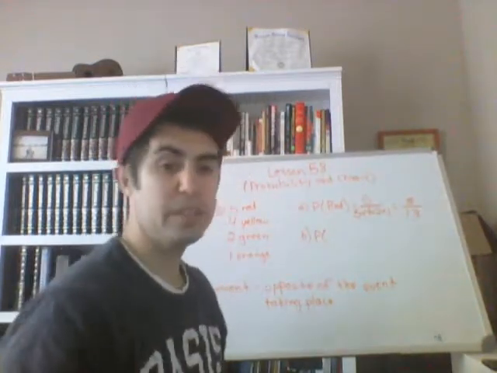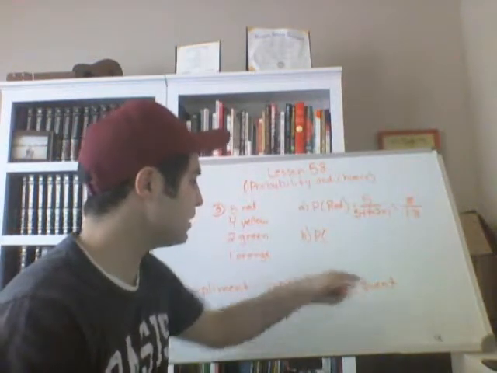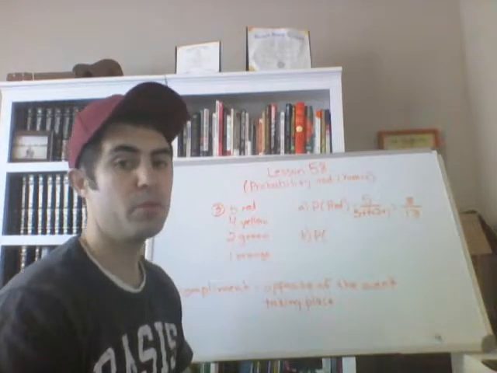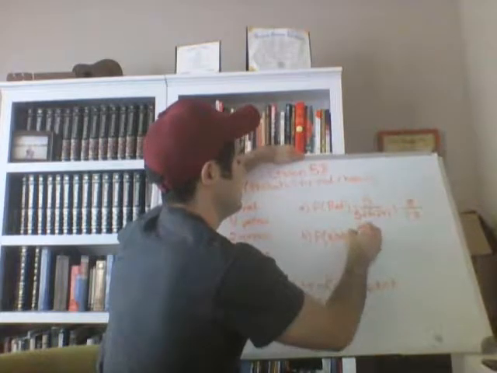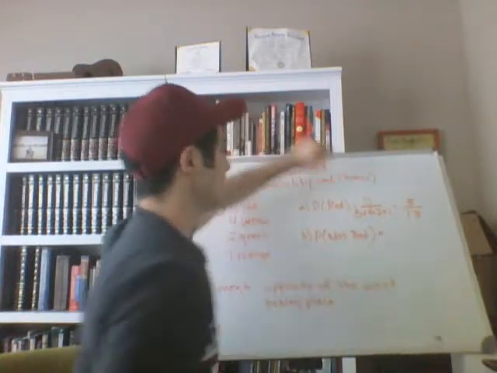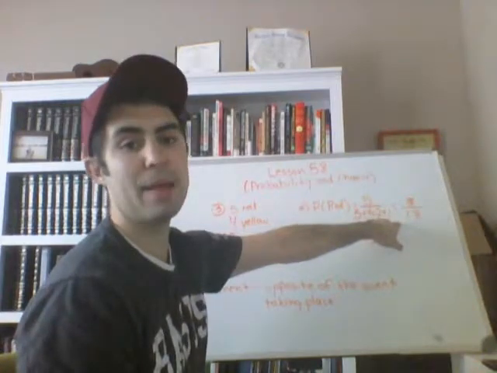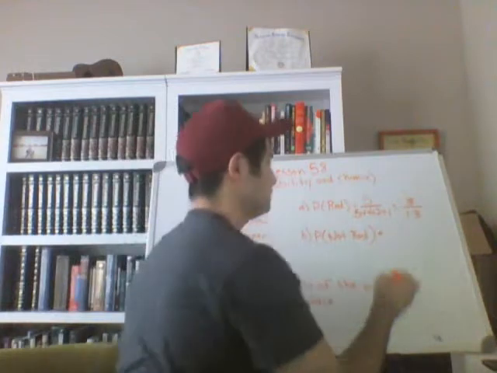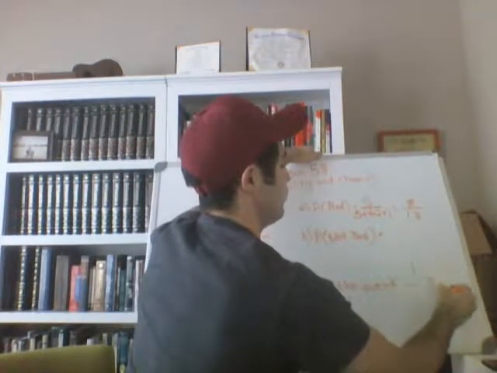Okay, now this is a new concept. Complement. Complement is the opposite of the event taking place. So the complement of getting a red would be the probability of not getting a red. And basically what you do for this is you take the probability of it happening. You take 1 and you subtract the probability of it happening from 1. So, in order to do that, you could just take 1 minus 5 over 13.